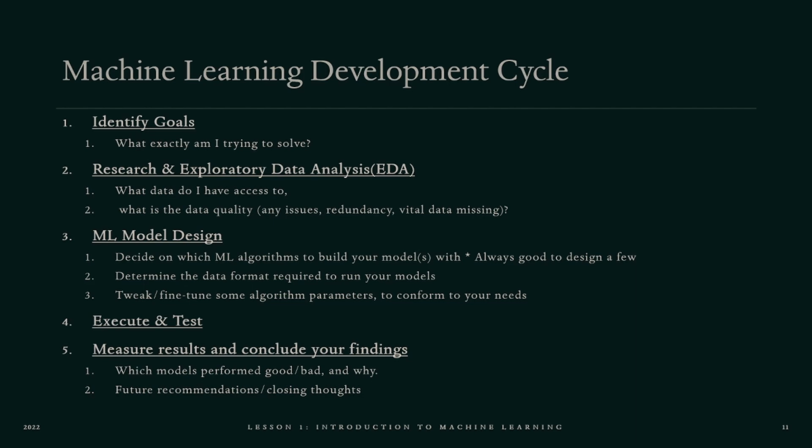Alright, so that was the end of the theory session for this first lesson. Now we're going to chat about the machine learning development cycle. And there's about 5 steps or so. They're pretty straightforward as well. Nothing really complex to understand here.